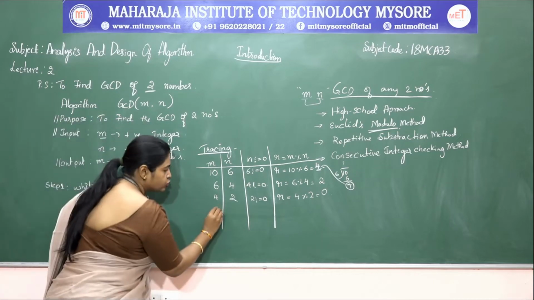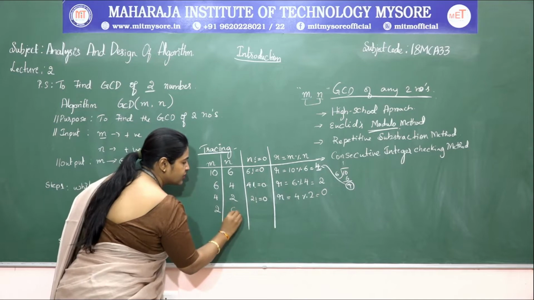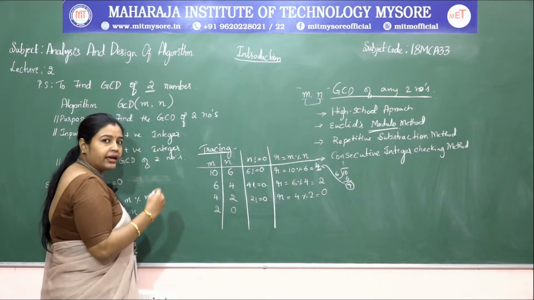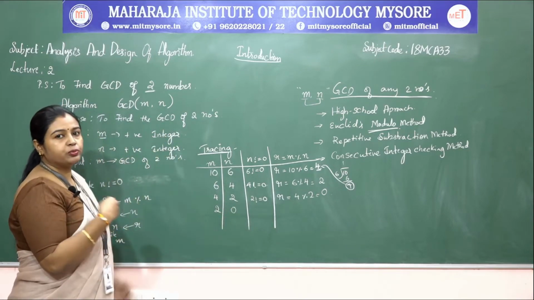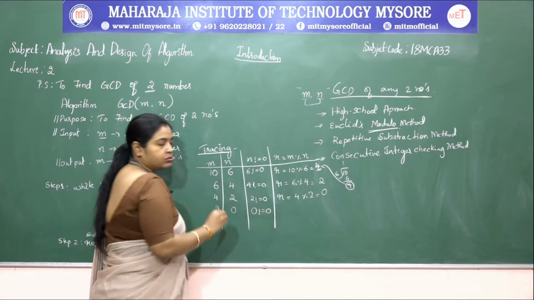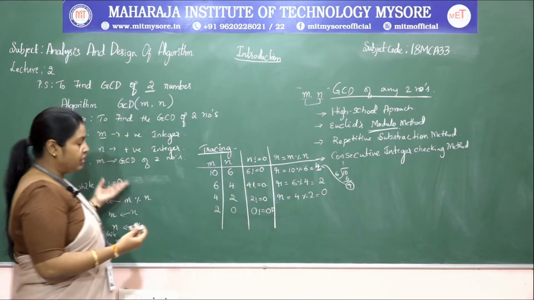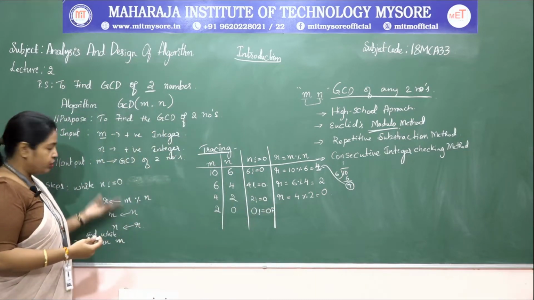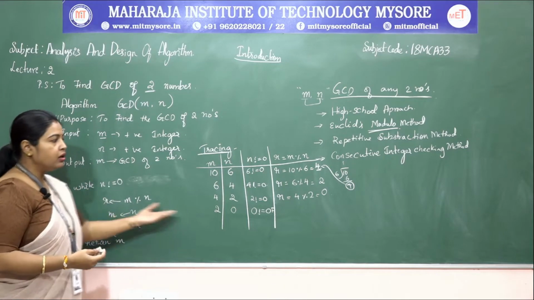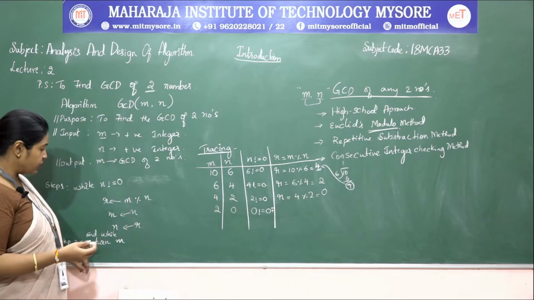So let me write that. The m value is 2 and the r value is 0. Again the while condition is going to be checked. 0 not equal to 0, is it true? False. If it is false, it will come out of the looping statement. Does it execute this statement? No, never. So what is the next statement?